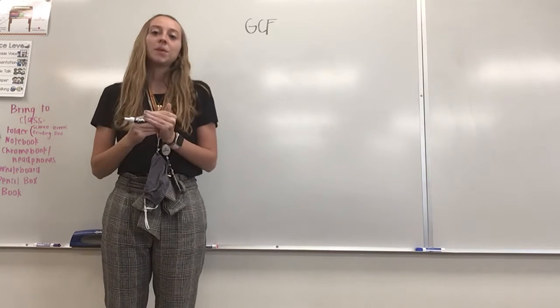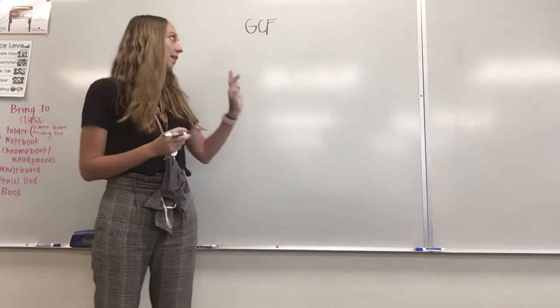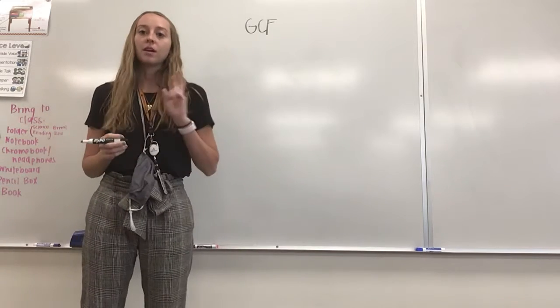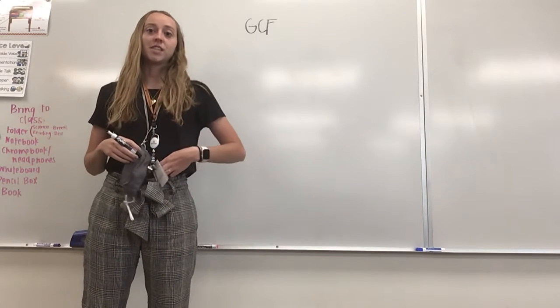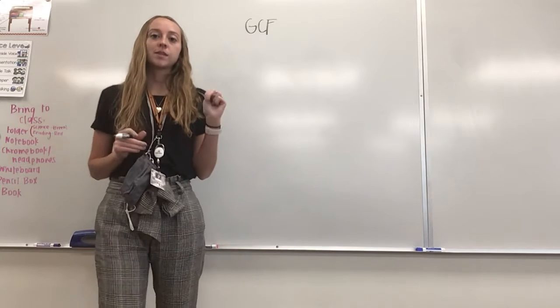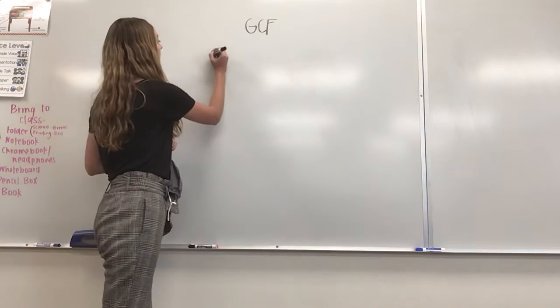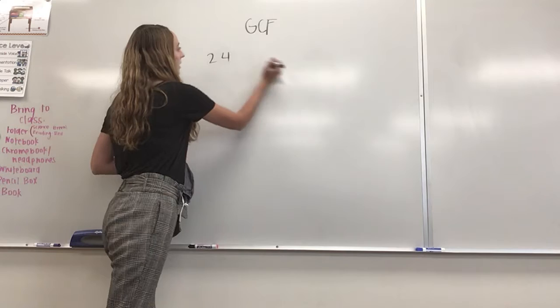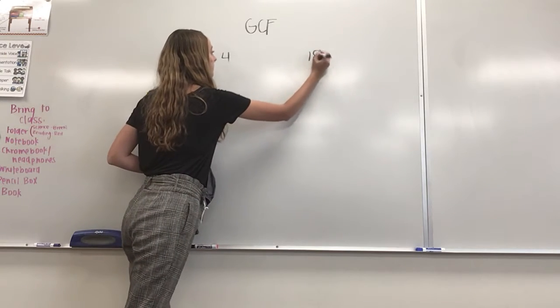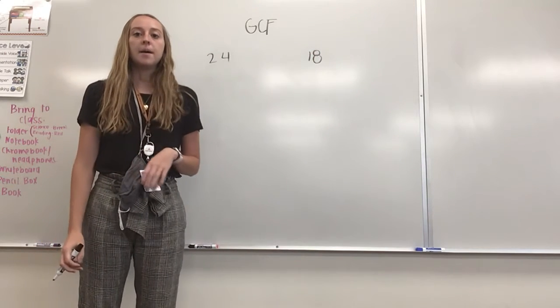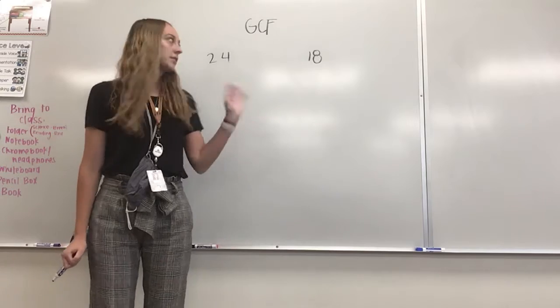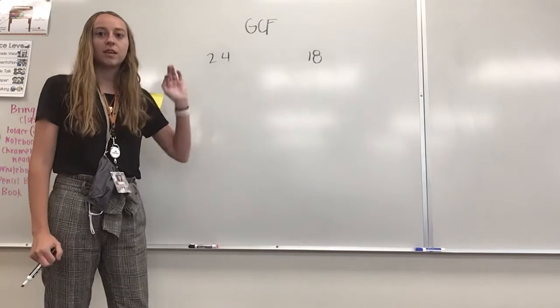Video, and I'm going to explain to you how to find the greatest common factor of two numbers using factor trees. So my two numbers that I'm going to work with today are 24 and 18. Okay, and to start, I'm going to start just with 24. You can start with either of them.